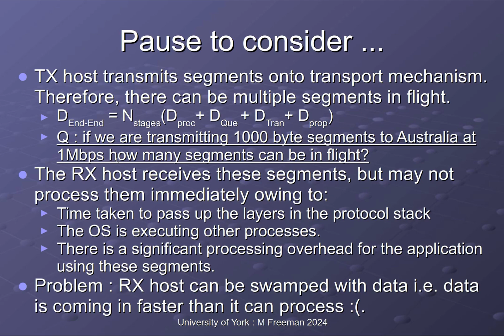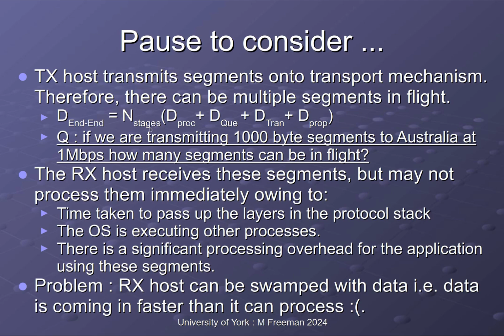As this question here is hinting, if your communication latency is large, as it would be going to Australia, hundreds of milliseconds, and you're pushing packets onto the network at your end quite quickly, you will effectively have multiple packets in flight at the same time. So if you consider this example here, how many would you have?